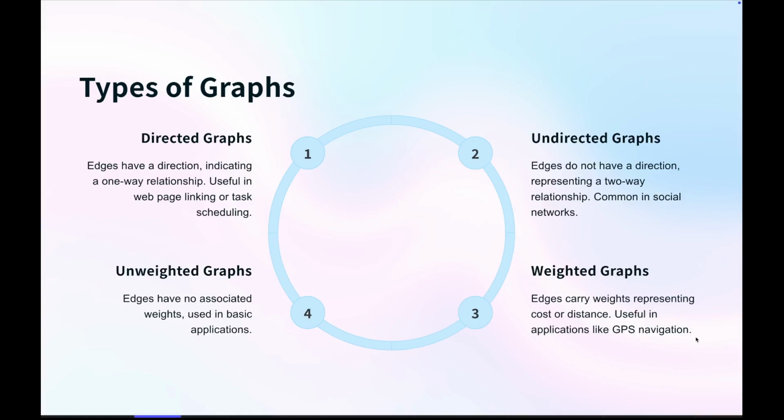So let's start talking about the types of graphs. Graphs come in several types, as shown in the presentation: directed graphs, undirected graphs, weighted graphs, and unweighted graphs. So what is a directed graph? A directed graph has edges with direction. For example, when one web page links to another, but not the other way around. It's like a one-way relationship or a one-way street or road.